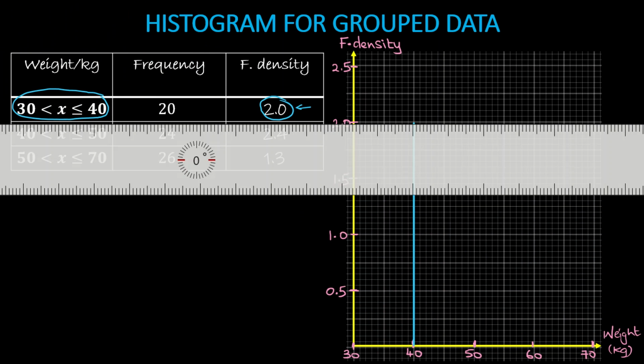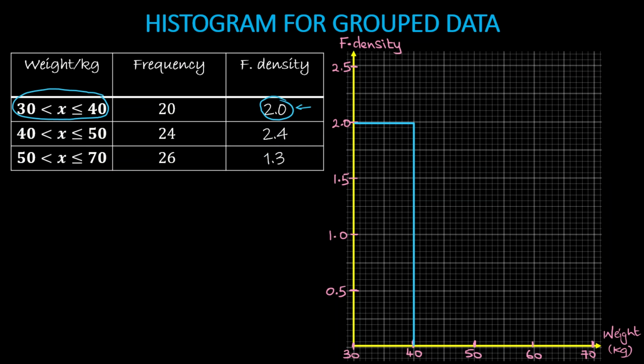And we draw the horizontal line at 2.0. So this completes the first bar of the histogram.